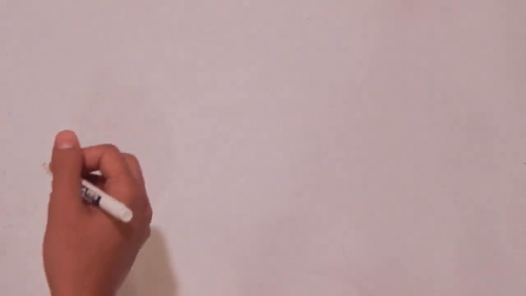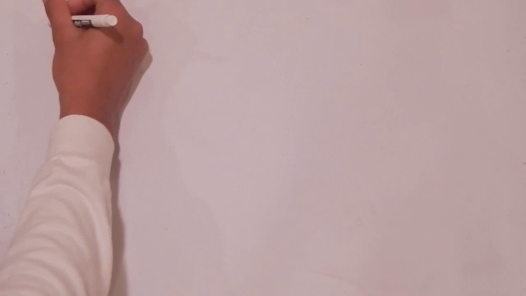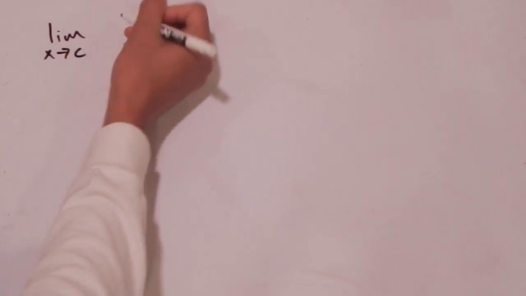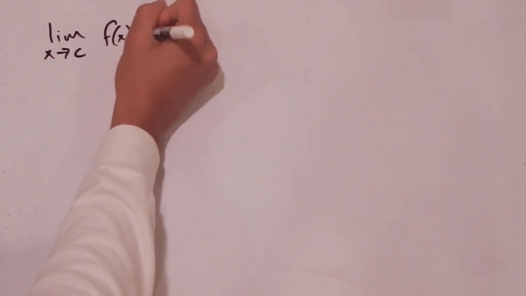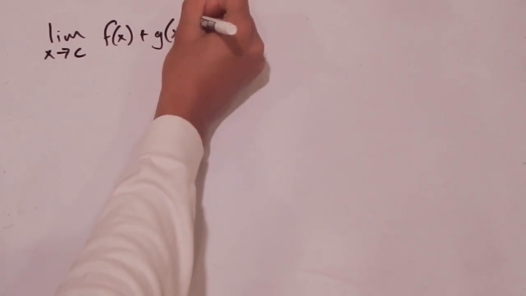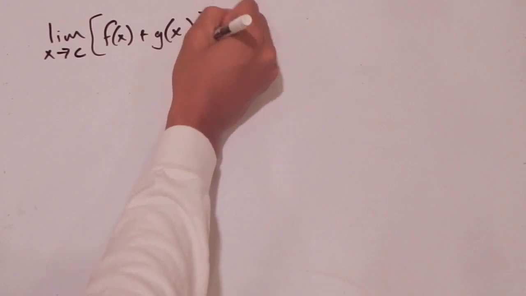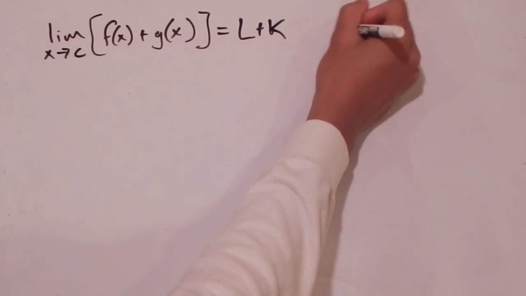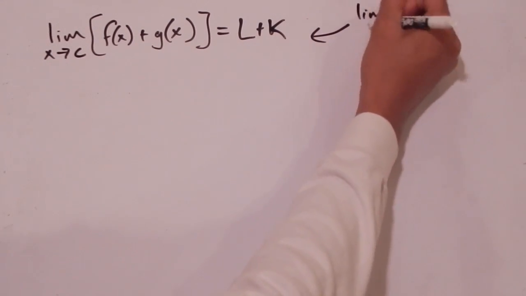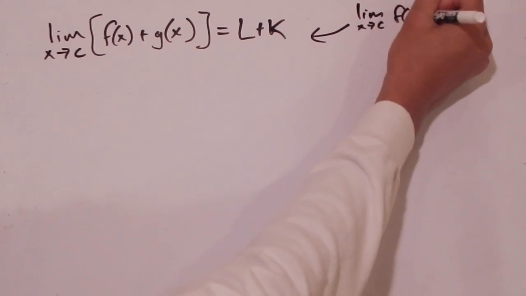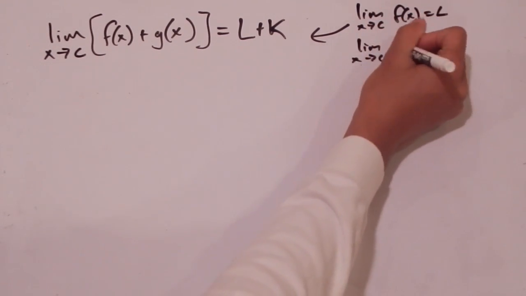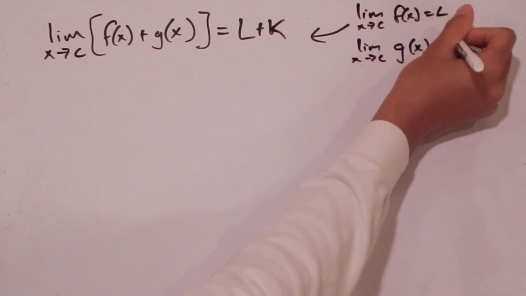The next property we're going to look at is the sum and difference property. So let's look at the sum property first, and that is the limit as x goes to c of f of x plus g of x. This whole thing is equal to L plus k. And remember that this is when the limit as x goes to c of f of x is L, and the limit as x goes to c of g of x is k.